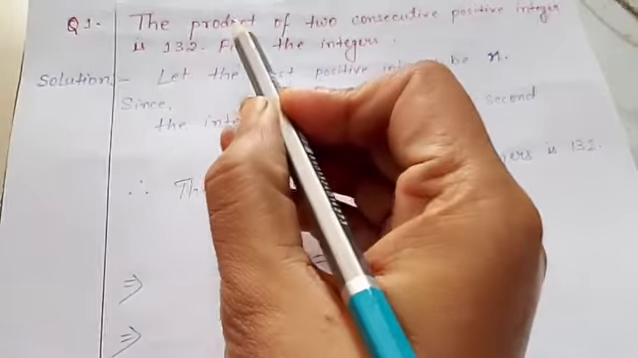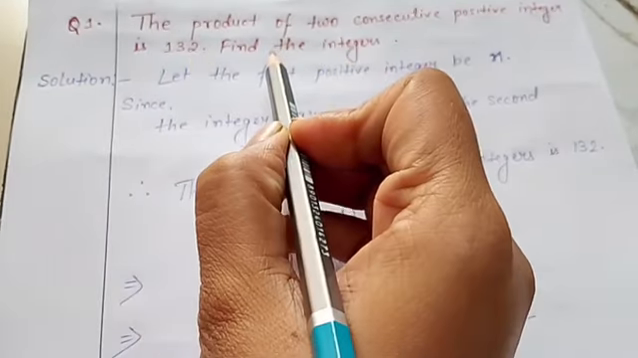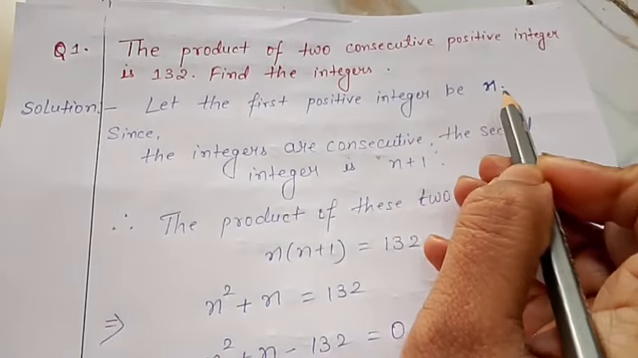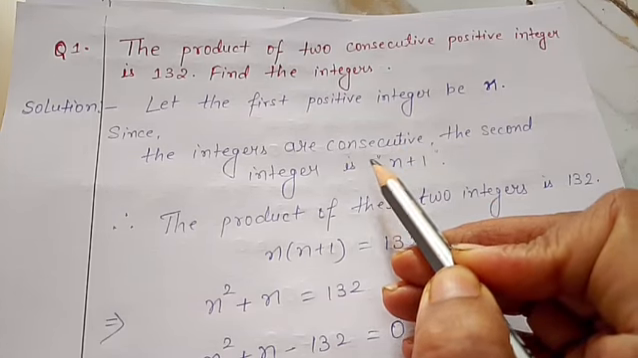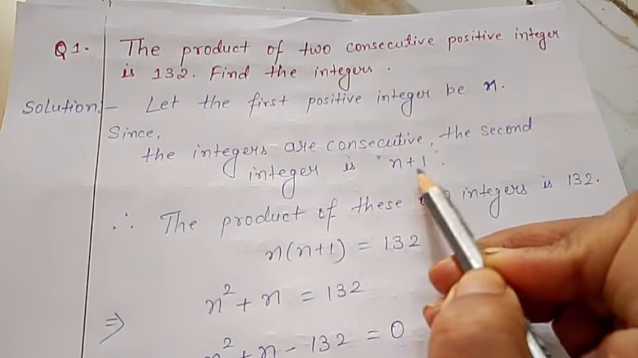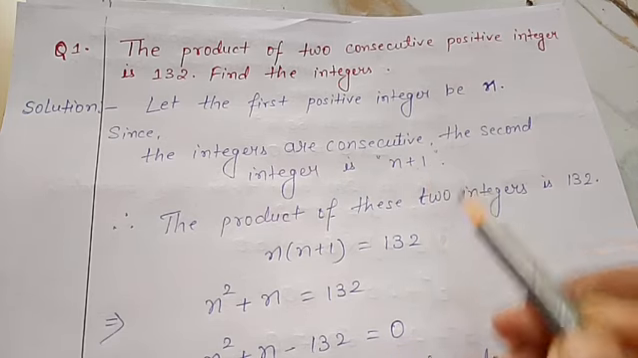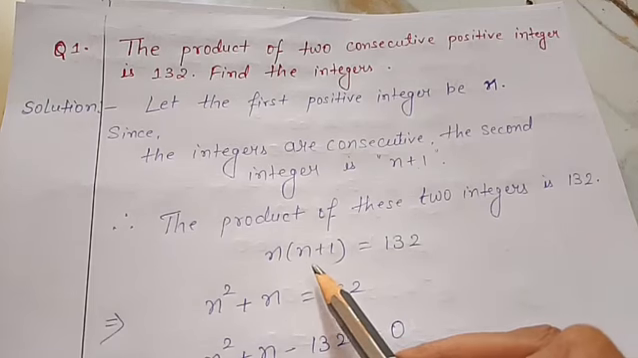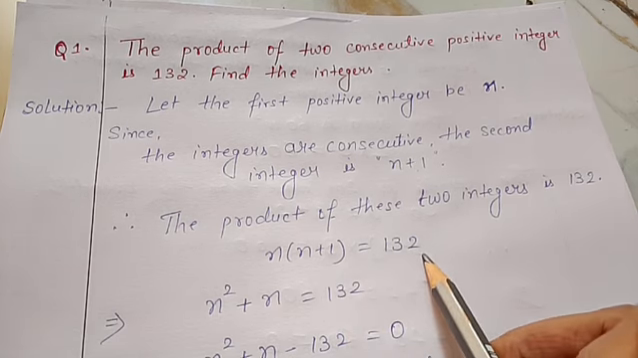Question number 1. The product of two consecutive positive integers is 132. Find the integers. Let the first positive integer be n, because the integers are consecutive, the second integer will be n plus 1. Accordingly, their product is given as 132. So we write n into n plus 1 is equal to 132.